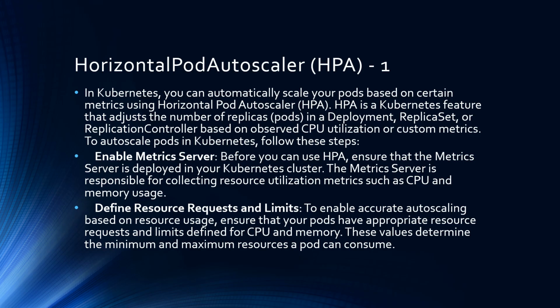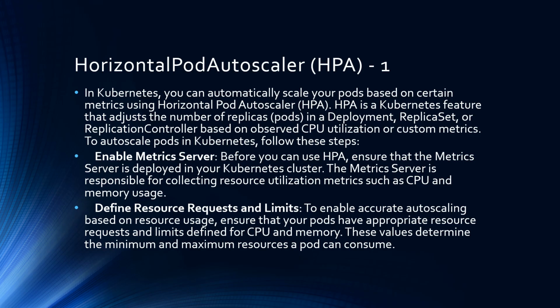Resource requests and limits play a vital role in HPA's decision-making process. When you define these in your pod specifications, you're not just setting constraints, you're also providing the baseline metrics that HPA uses to determine when to scale. Proper configuration of resource requests is crucial for effective autoscaling. If your requests are too low, HPA might not scale up when needed. If they're too high, you might waste cluster resources.